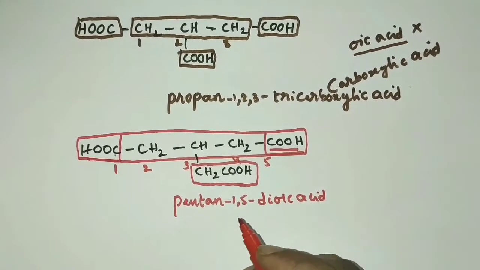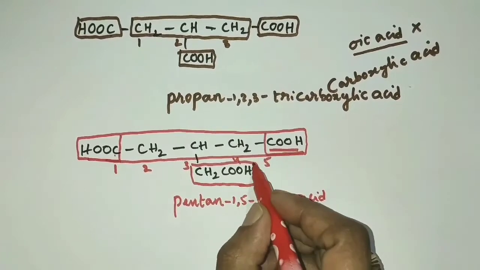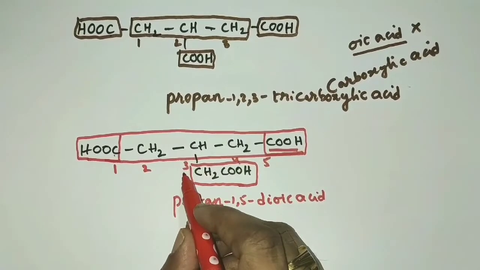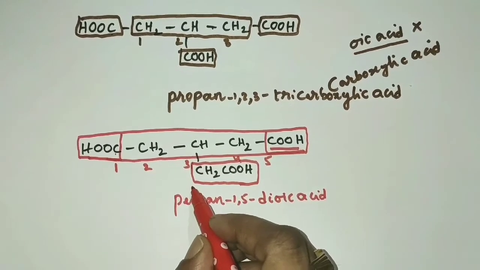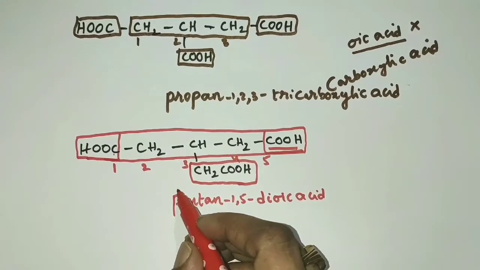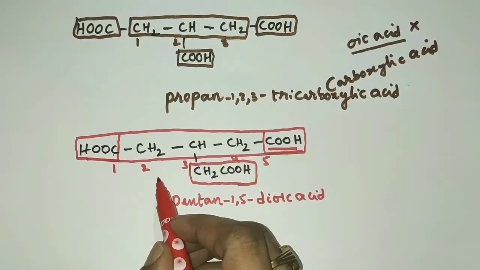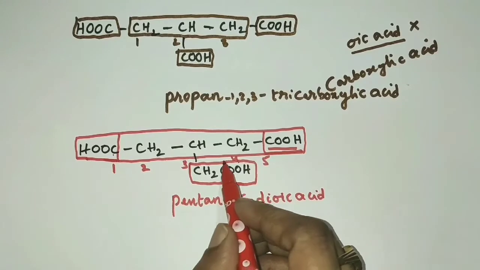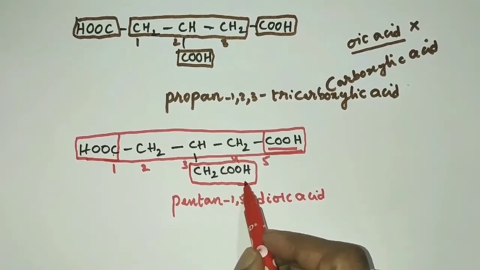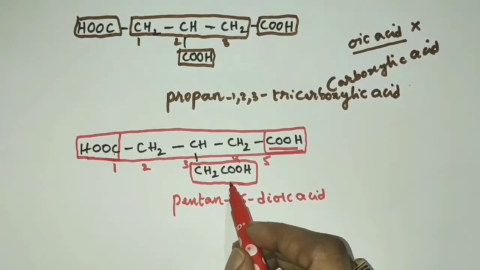Then what about this CH2COOH group? It is there on the third carbon. We should consider it as a substituent. As the compound is not cyclic, no need to use a primary prefix. The secondary prefix should be given based on the substituent. This is CH2COOH.